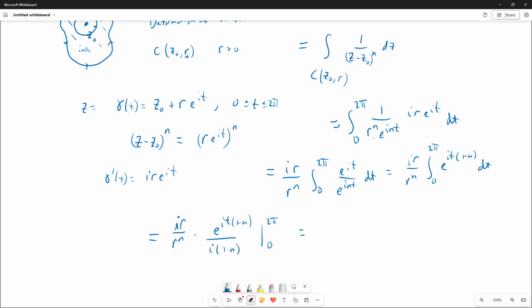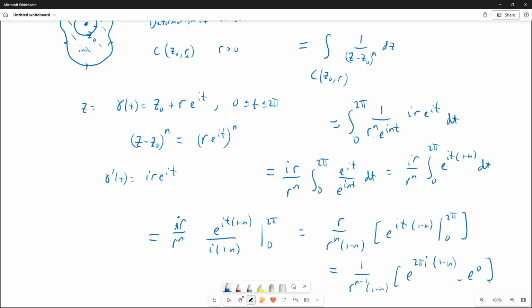So this i and that i cancel. So we have r over r to the n, and we have this 1 minus n. And now we have to plug 0 and 2 pi into this function for t. And this is going to give us 0. So we have this number in the front. And then this is e to the 2 pi i times (1 minus n) minus, and we put 0 here, e to the 0. And this is e to the 2k pi i, where k is this integer here, and e to the 2k pi i is 1, and then 1 minus 1 is 0.